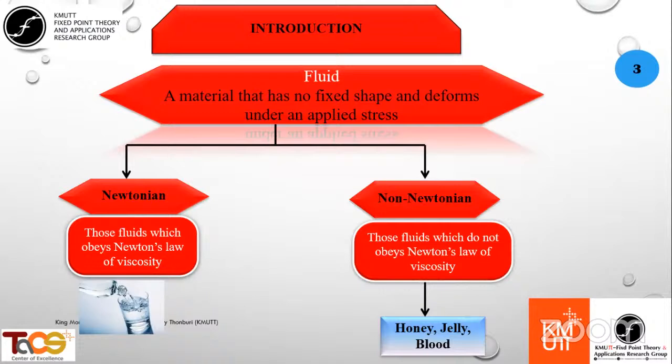First, the basic definition of a fluid: a material that has no fixed shape and deforms under an applied stress. Here we have two types of fluid, Newtonian and non-Newtonian. Newtonian fluids are those fluids which obey Newton's law of viscosity, like water. On the other hand, non-Newtonian fluids do not obey Newton's law of viscosity. For example, we can take honey, jelly, or blood.